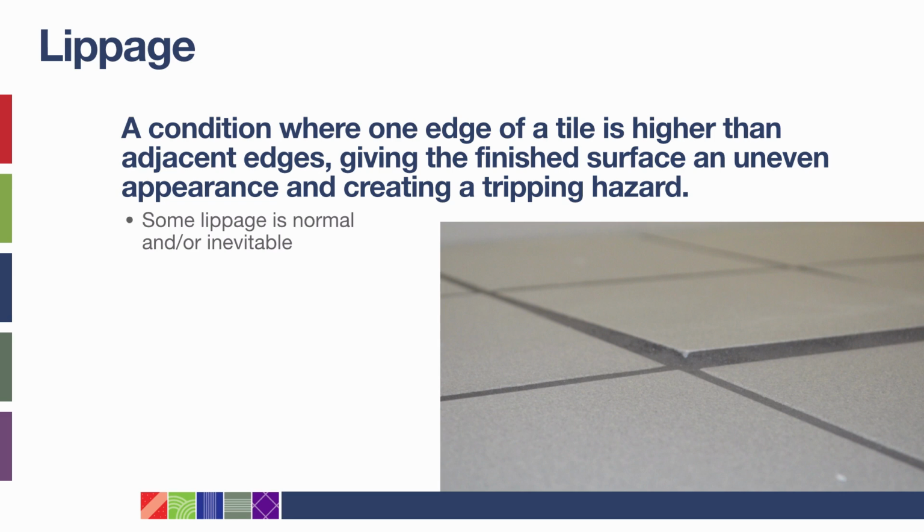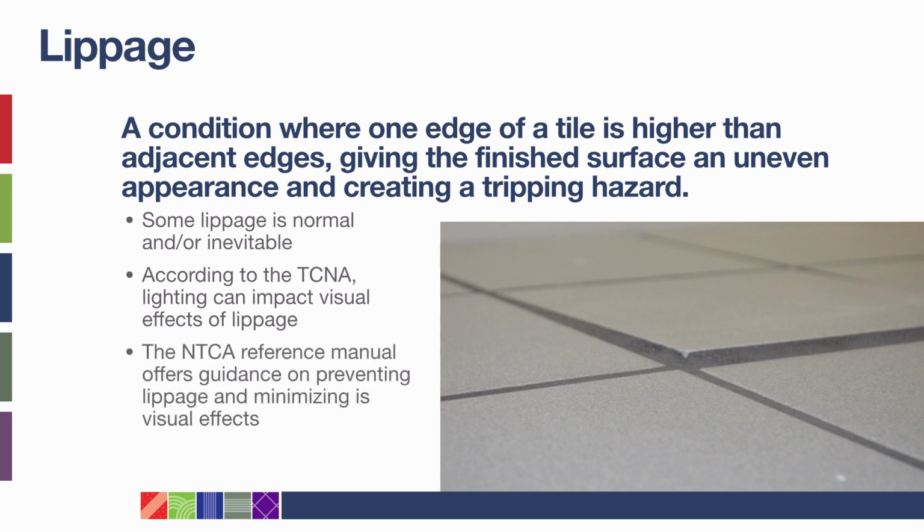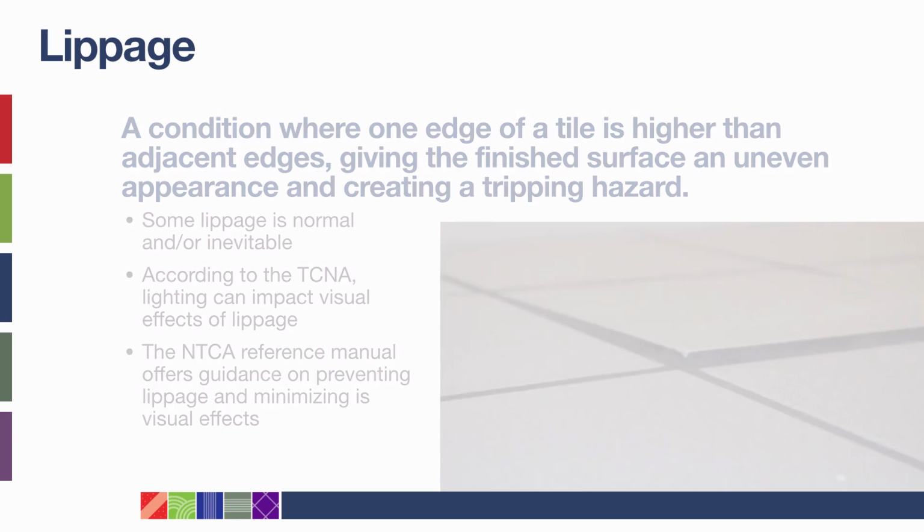According to the TCNA, the improper location of interior light fixtures may produce shadows or undesirable effects that exaggerate lippage. Light shining on exterior installations at a flat angle, almost parallel to the surface, similarly can accentuate normal and acceptable inconsistencies. The NTCA reference manual also offers guidance on preventing and minimizing lippage and its relative appearance.